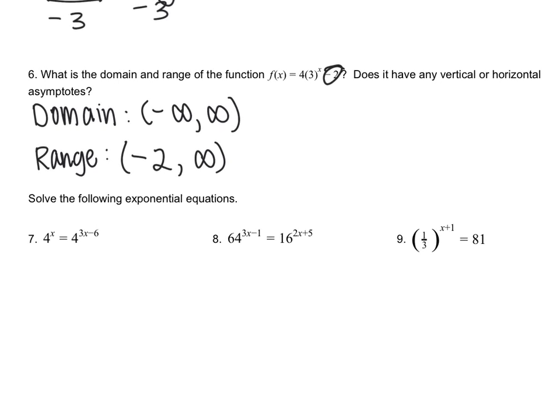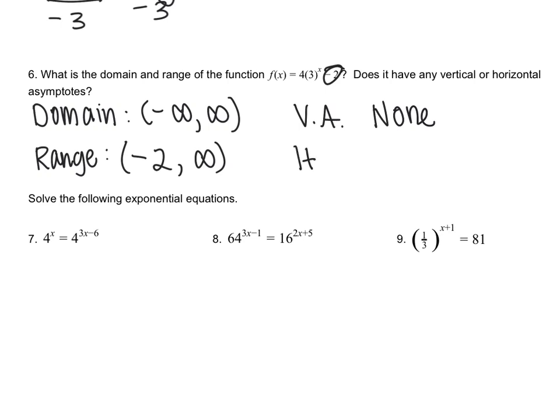Next, we want to talk about any asymptotes. So first, we're going to start with vertical asymptotes. Vertical asymptotes come from any restrictions in the domain. And because there are no restrictions in the domain of any exponential function, there are never any vertical asymptotes. So there are none. So the domain and vertical asymptotes of every single exponential function are always negative infinity to infinity for the domain and none for the vertical asymptotes.